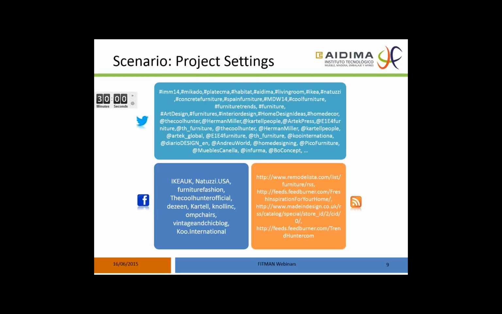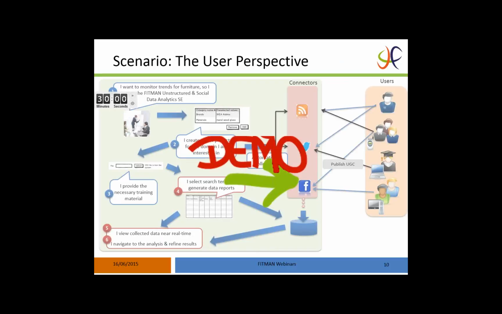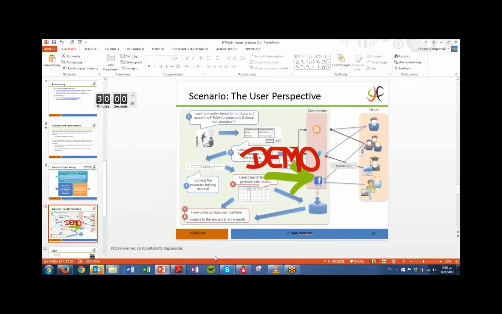In the scenario I'm going to show you, the project has already been initiated. We have included specific settings, specific hashtags, specific accounts in Twitter, specific Facebook fan pages, and specific RSS feeds that have already been tracked. The project settings are done once, when you start utilizing the specific enabler, and the system collects all the relevant information from all the requested accounts, keywords, hashtags, etc. Then, let me go to the video.